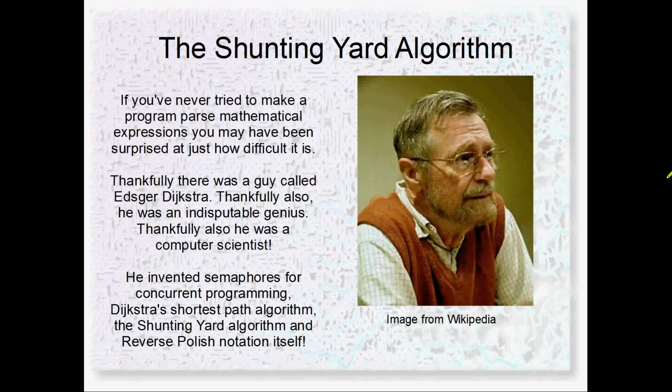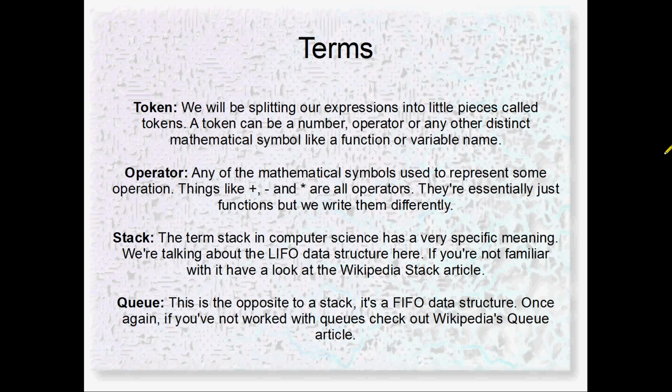Okay, here he is, the man himself, Mr. Edsger Dijkstra. I think that's how you pronounce it anyway. If you've ever tried to program software to parse mathematical expressions, you might have been surprised at just how difficult it is. It's not easy. But thankfully there was a guy called Edsger Dijkstra, and thankfully also he was an indisputable genius. This is him over here, by the by. He was also a computer scientist, one of the biggest names in modern computer science circles, really. This guy invented semaphores for concurrent programming, Dijkstra's shortest path algorithm, the Shunting Yard algorithm, which we're looking at here, and even reverse Polish itself. Good stuff. Genius. Very cool.